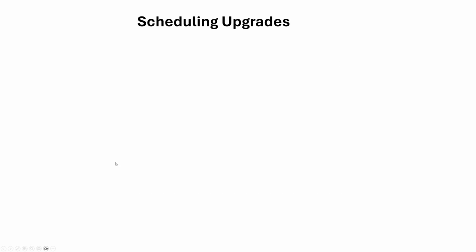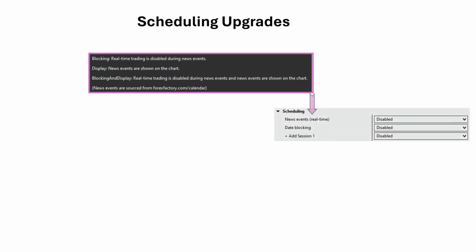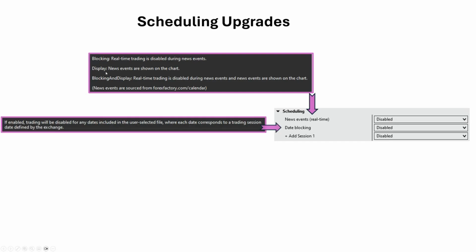So scheduling updates now, this is where we have a lot of new tools. Cool. So we have blocking. Real-time trading is disabled during news events, which is very important for these big data events there. We don't want to get wiped out of a trade that we're already in, or we don't want to get in a trade just before that. So here we can have scheduling here, news events real time.